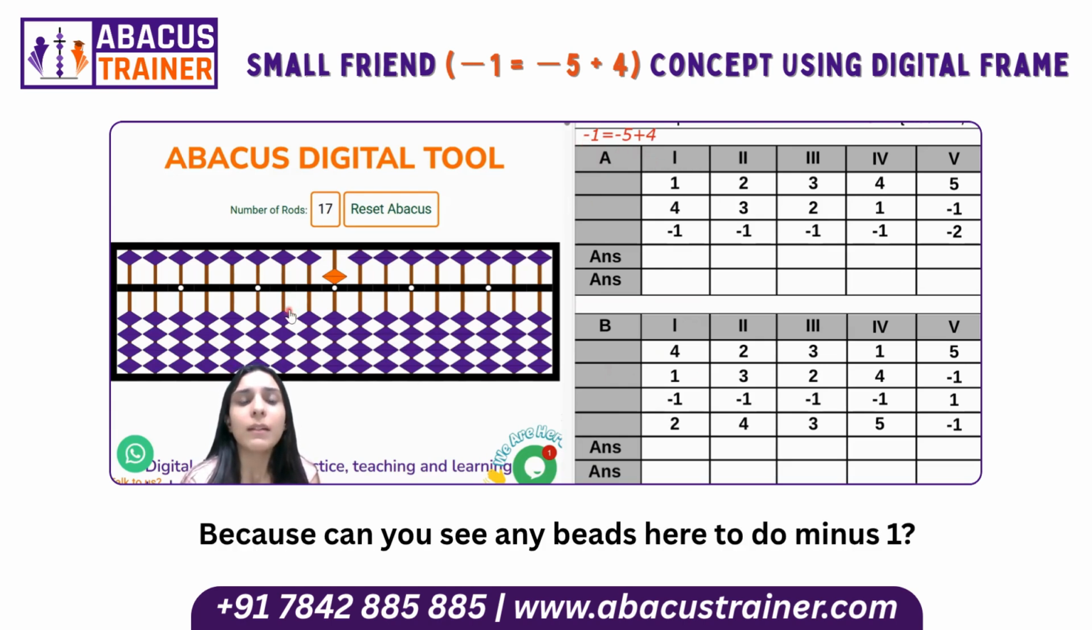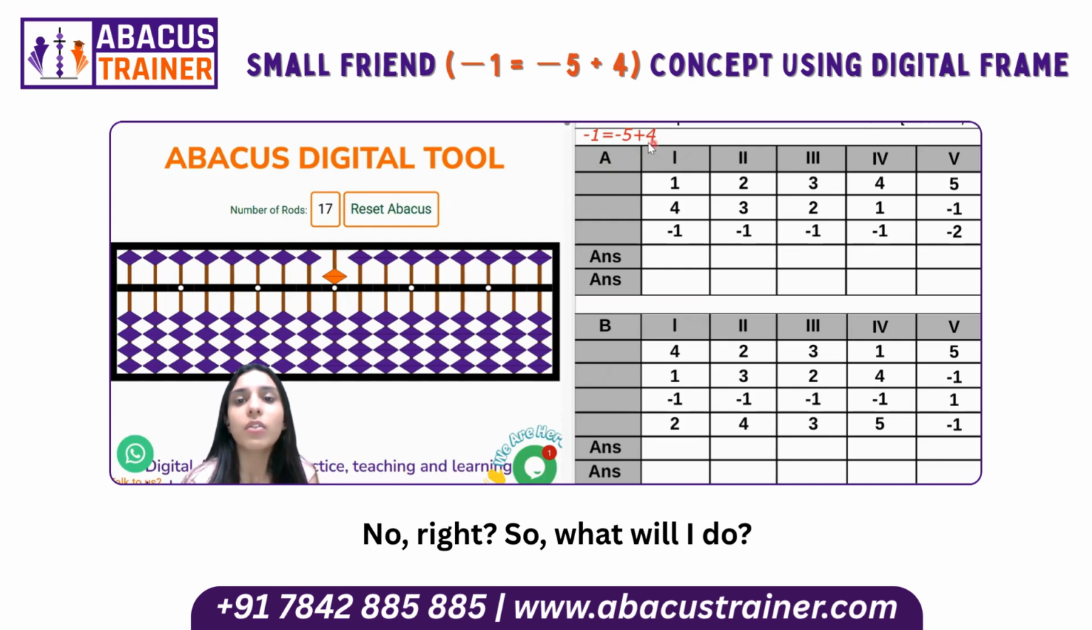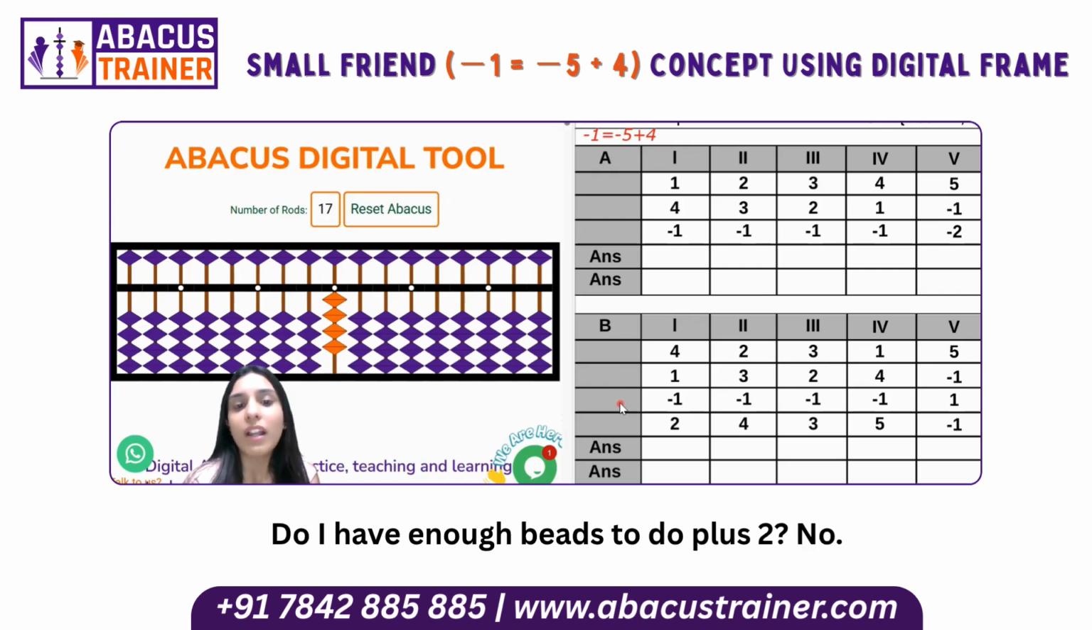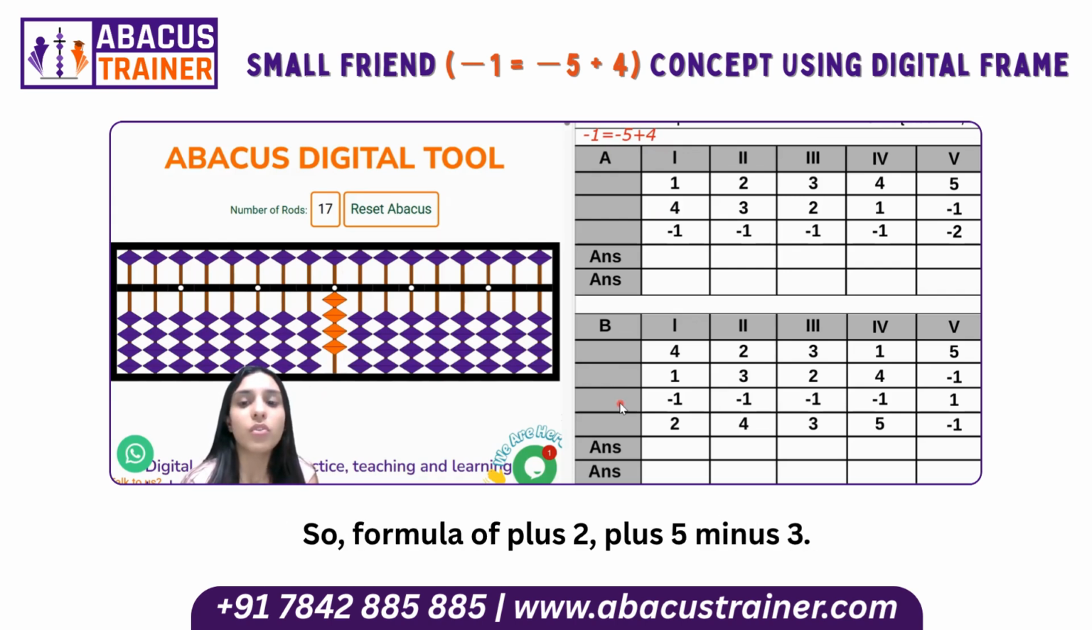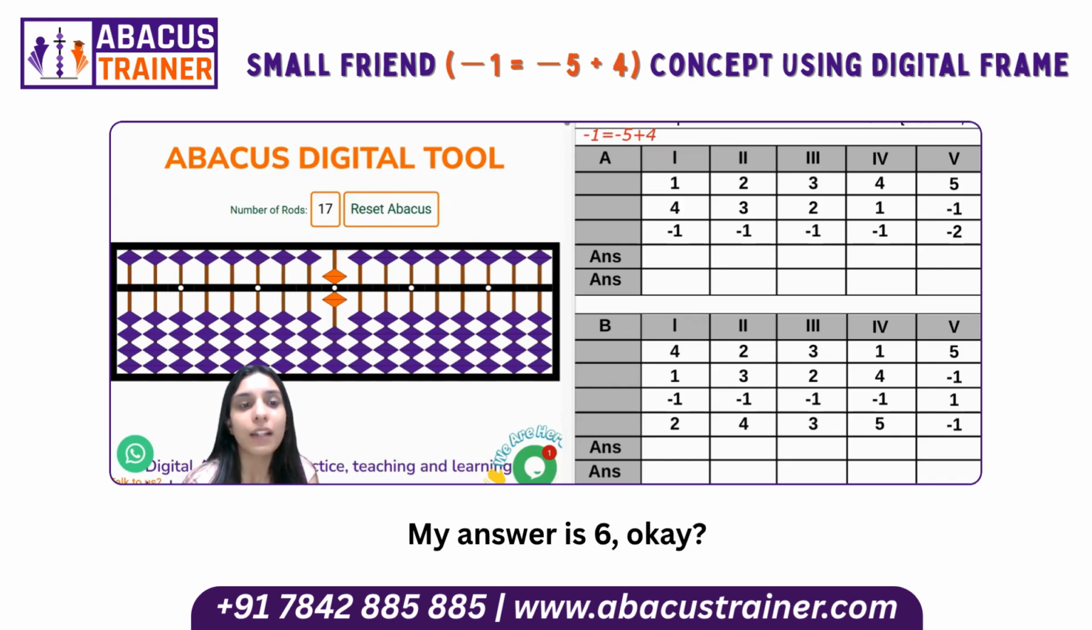But why, ma'am? Because can you see any beads here to do minus 1? No, right? So I'll apply the formula of minus 1, that is minus 5 plus 4. Now plus 2. Do I have enough beads to do plus 2? No. So formula of plus 2: plus 5 minus 3. My answer is 6.